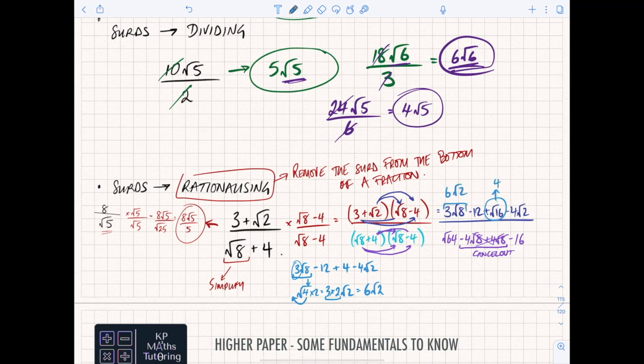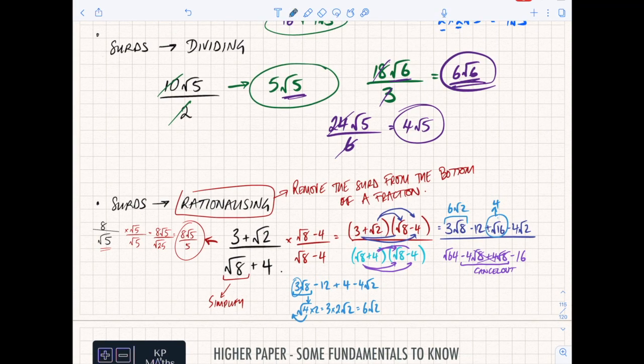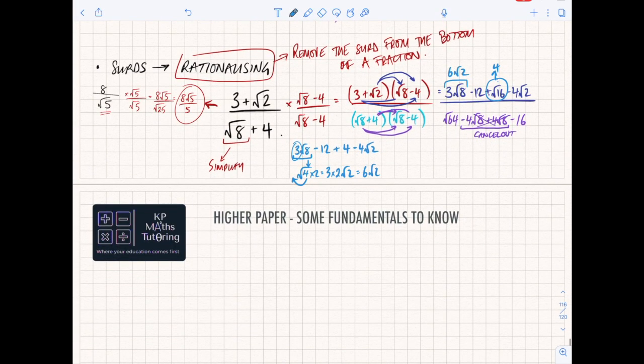This part here is obviously becoming 4. Okay, so the top part of this fraction now actually becomes 6 root 2 minus 12 plus 4 minus 4 root 2. Let me just make a little bit more space here. Okay, let's just rewrite some bits now. So let's take that top part, rewrite it so we've got a bit more space. So now the top part has become 6 root 2 minus 12 plus 4 minus 4 root 2. So that's what the top's become.